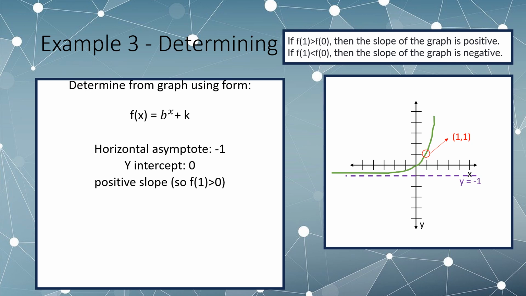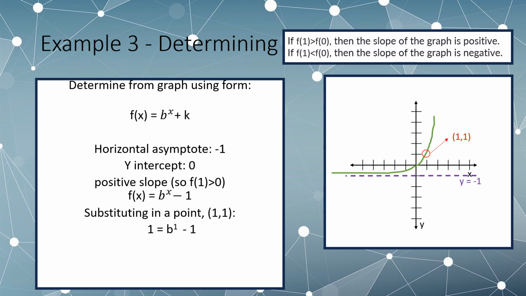Given all that information, we have f of x is equal to b to the power of x minus 1, because we still don't know what that b is. So at this point, we're going to need to substitute in a value. Thankfully, the graph's given us one, which is very helpful. So we can substitute in our point (1, 1), which is effectively our f of 1 as well, meaning that we should know it should be greater than 0, given that we have that positive slope.